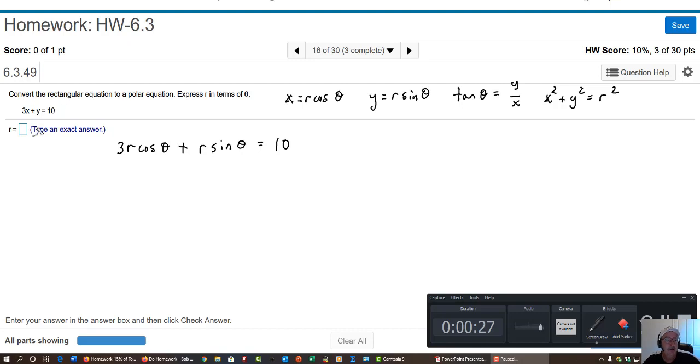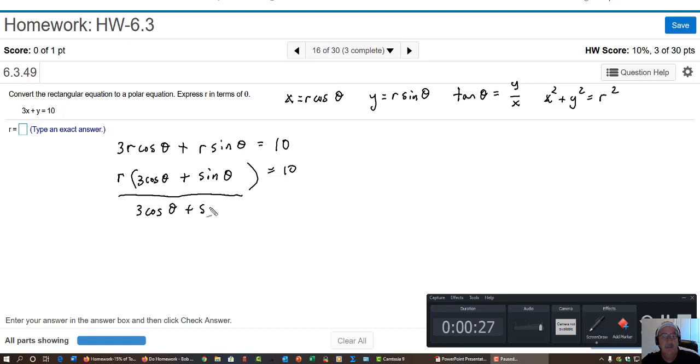Now notice they want you to solve this equation for r. So what we're going to have to do is factor a common r out of this trigonometric binomial here. So if I factor an r out, and we've seen this before in some of our previous lessons, we'll get r times (3 cosine theta plus sine theta) equals 10. Now, of course, you can check this by distributing, and then r by itself would be: divide both sides by the 3 cosine theta plus sine theta. So here is your answer.